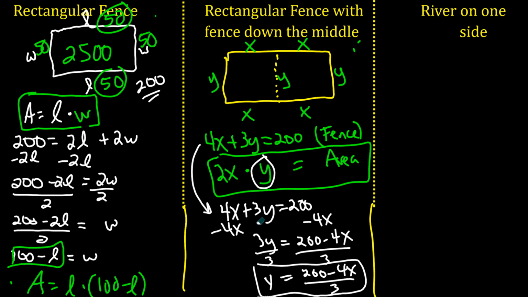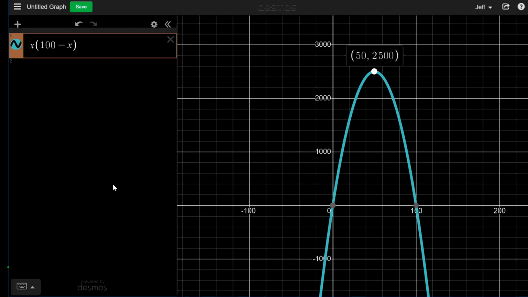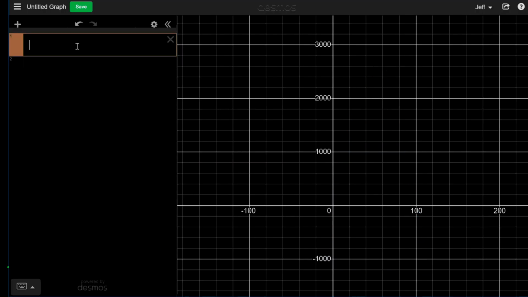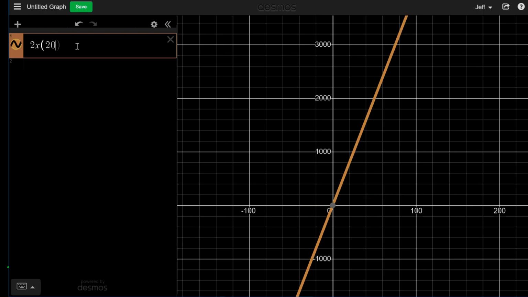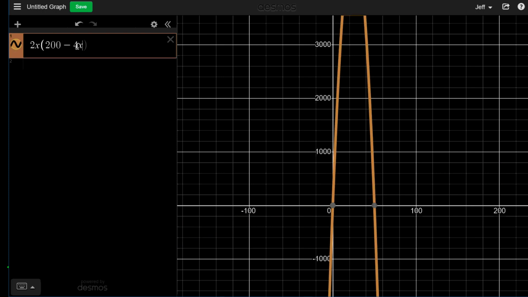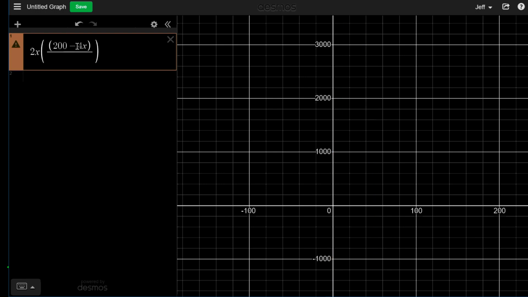So 2x times (200 minus 4x) over 3. Let's get rid of this other one. 2x times (200 minus 4x). And then I should have been smart about this. 200 minus 4x, all divided by 3. There we go.